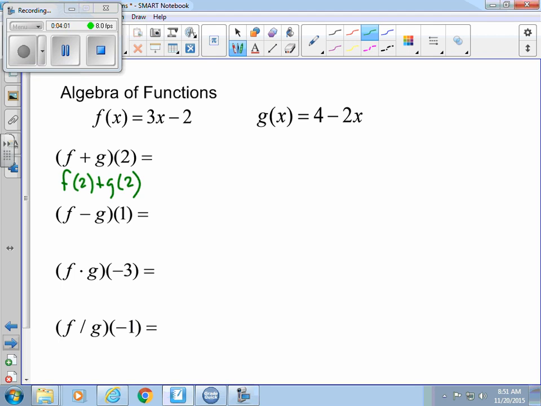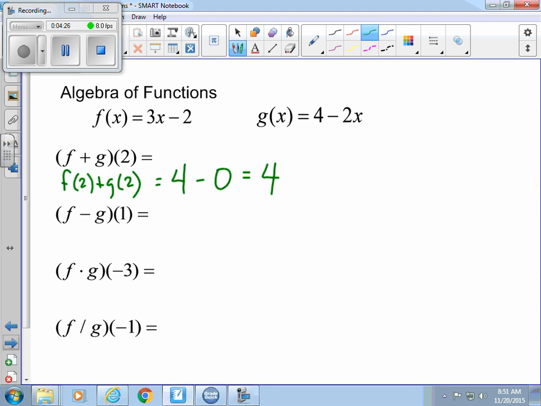Well, how can you find f of 2? Plug 2 in for x. So 6 minus 2, which is 4. G of 2, which is 0. So when you have a number, you're going to get a number answer. Any questions about that one?